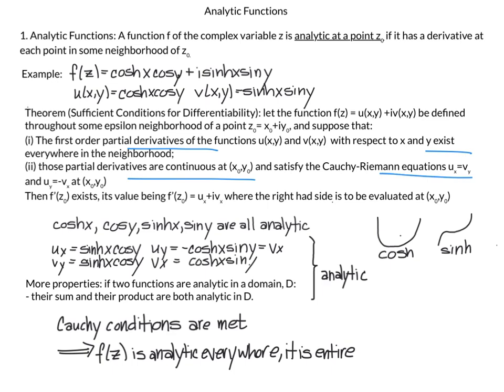u sub x is equal to v sub y. Is that right? I want u sub x equal to v sub y, I'm sorry. So u sub x is equal to v sub y. I wrote them right underneath each other so you could see they're the same. And then the second condition, u sub y is equal to negative v sub x. So you can see that is true too. So they're analytic, they satisfy the Cauchy-Riemann conditions, therefore f of z is analytic everywhere. In other words, f of z is entire.